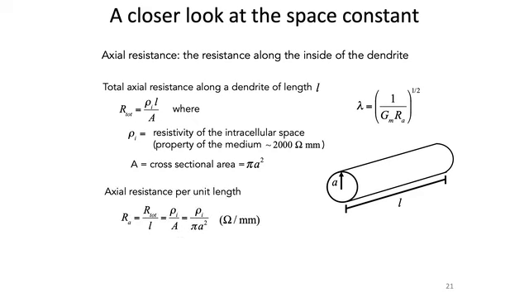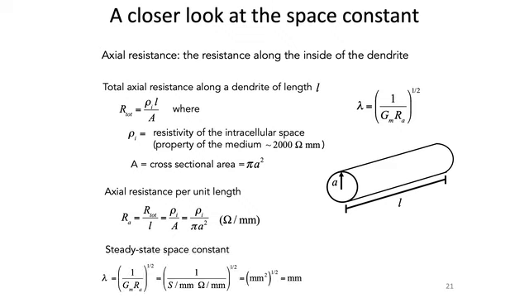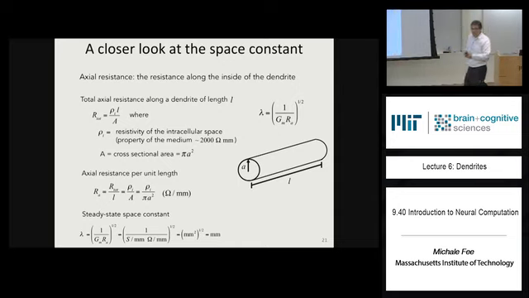It's the total resistance divided by L, so that's just resistivity divided by A, which is resistivity divided by pi radius squared, just the cross-sectional area, and that has units of ohms per millimeter. So now we can calculate the steady-state space constant, conductance per unit length, and axial resistance per unit length. The space constant is just the square root of 1 over the product of those two. We're just going to notice that that's Siemens per millimeter, ohms per millimeter, inverse ohms, so those cancel, and you're left with millimeter squared square root, which is just millimeters. So again, that has the right units of length.